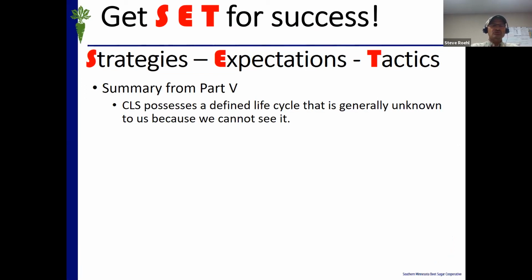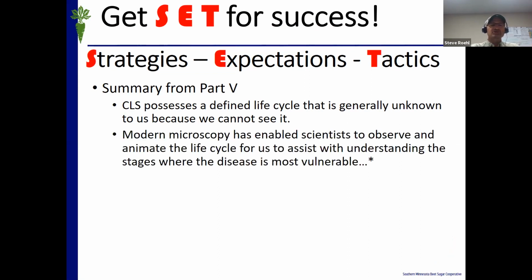So bottom line, here's the end of series number 5 and the end of the entire series. If I was to summarize part 5, it would be this: CLS, Sarcos leaf spot, possesses a defined life cycle that is generally unknown to us because it's so small that we can't see it. However, modern microscopy has enabled scientists to observe and animate the life cycle for us to assist with understanding the stages where the disease is most vulnerable to our ability to go out there and get good shock and awe with a fungicide program.